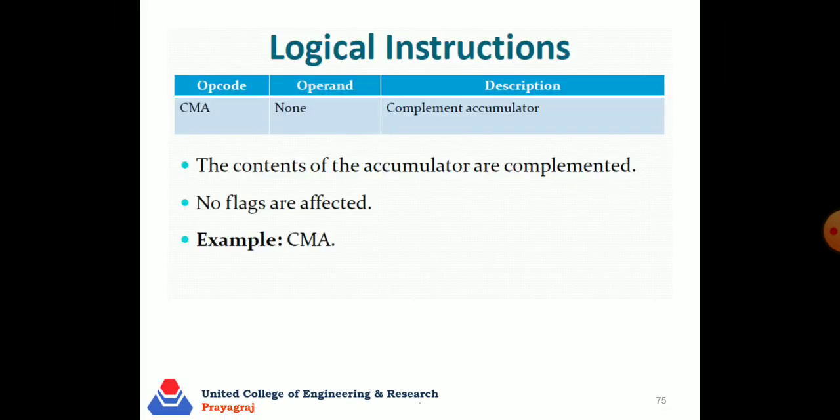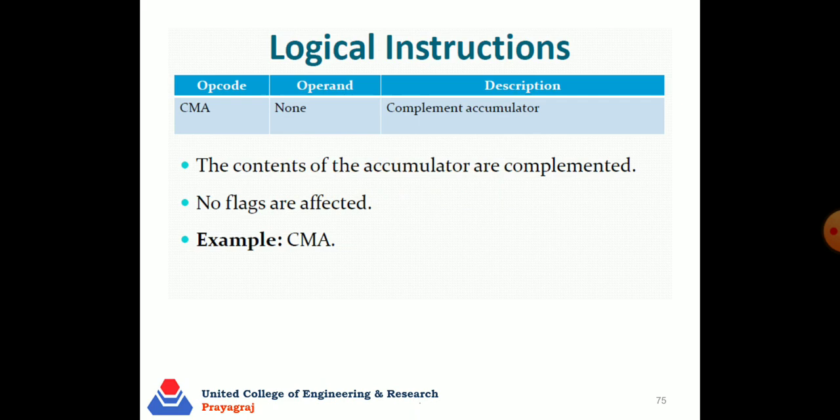Next instruction in the logical instruction group, CMA. Here there is no operand. CMA, the full form of CMA, is complement of accumulator. The contents of the accumulator are complemented, and no flags are affected. Complemented means if any bit is 1, it becomes 0. If it is 0, it becomes 1.